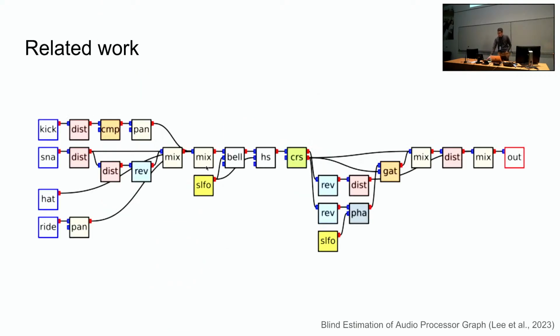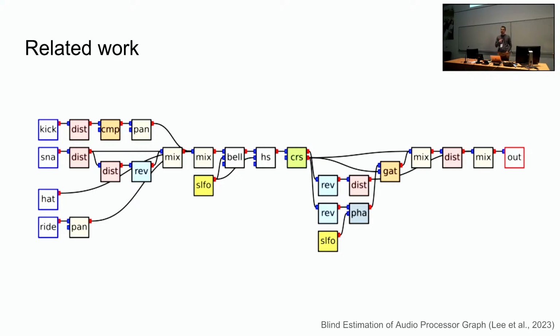There's related work on this subject which was presented at ICASSP this summer. It's called Blind Estimation of Audio Processor Graph. It's a really impressive paper, and I think it's one of the first of its kind. They're able to take audio and to use a transformer model to predict and generate an estimation of the audio processor graph that was used to create that audio. They're only predicting effects. They're not predicting instruments, but it's an impressive work nonetheless.